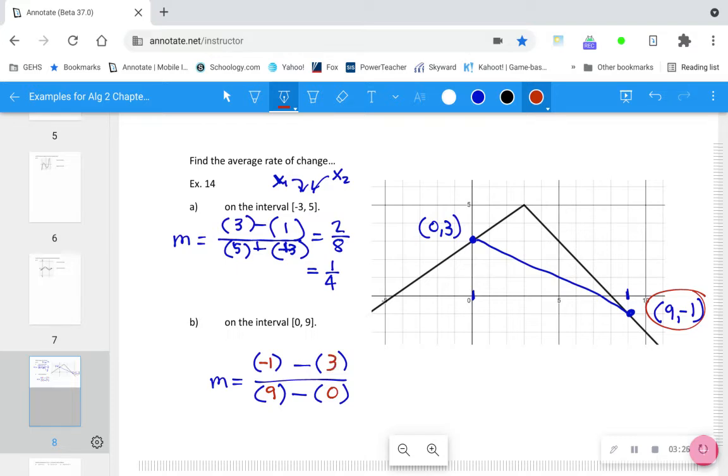Then you just simplify the math here. Across the top we have -1 minus 3, and across the bottom, 9 minus 0. So that's -4/9, the slope of that line, and that's also the average rate of change.